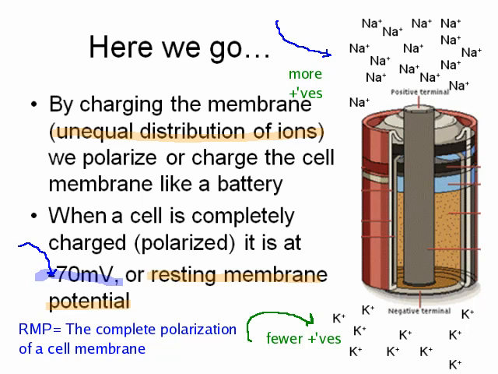If it was a positive 70 millivolts, that would tell us that there are more positives inside of the cell membrane than outside of the cell membrane. If there was no notation there, if there was no positive or negative present, that means it's an equal distribution.